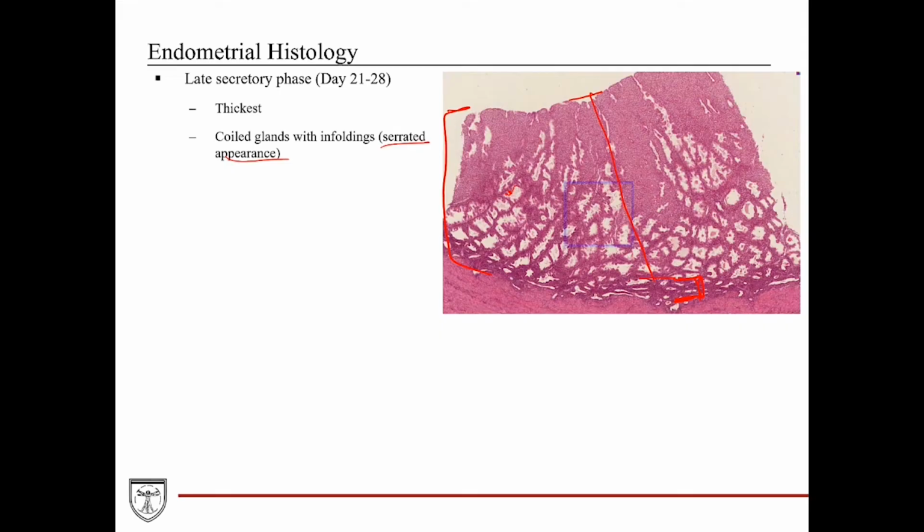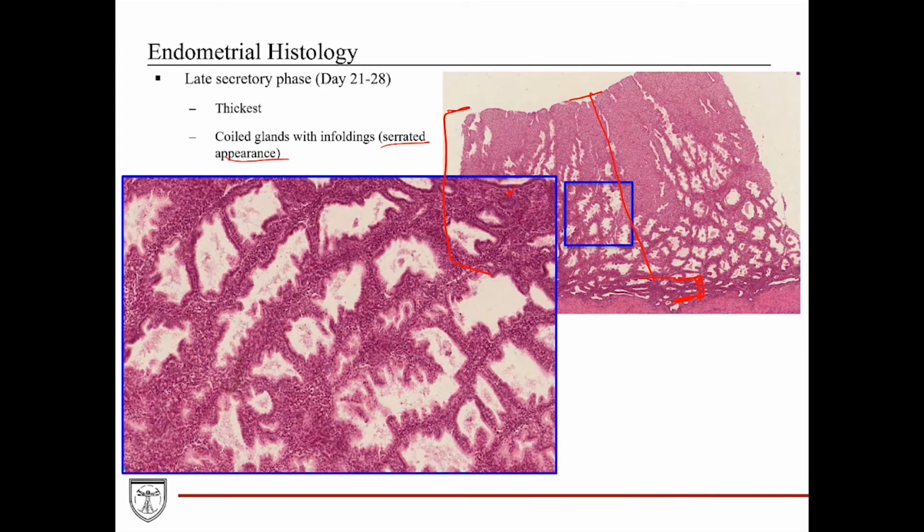luminal aspect. At higher magnification, you can see that the lumen of these secretory glands have dilated quite a bit, and that lining epithelium is actually protruding in and folding inward into the lumen as well, as these cells have proliferated and are secreting quite a large amount of glycogen-rich fluids.